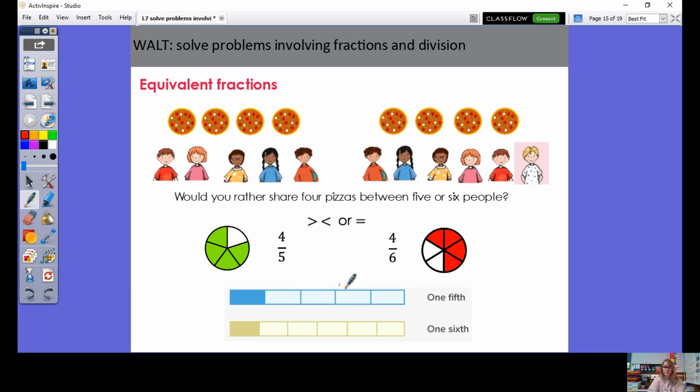You can also see on your bar model underneath that 1/5 is bigger than 1/6. So if I was to have 1, 2, 3, 4/5 of this pizza, I would have 1, 2, 3, 4 of this one. So we can see the length of this bar is also longer. So 4/5 is greater than 4/6. So me personally, I would definitely rather be in the group sharing with 5 of my friends, okay? Because that means I would get more pizza.